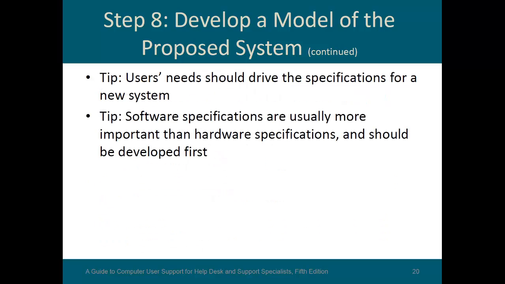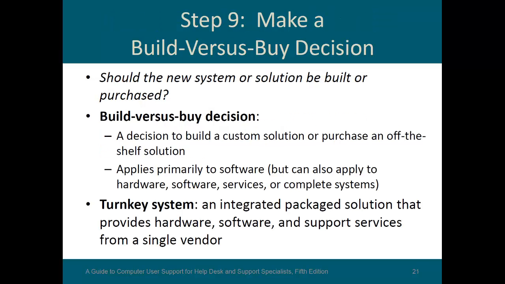So here's a tip. Users' needs should drive the specifications for a new system, because if their needs are met, then the company will prosper from it. Another tip, software specifications are usually more important than hardware and should be developed first. You can always put in more hardware or less based on what the software is capable of.